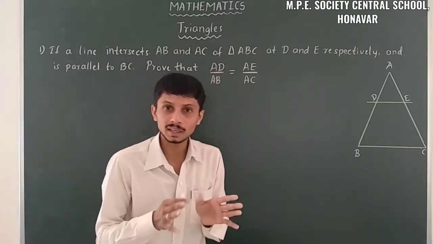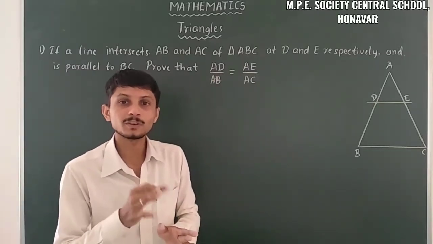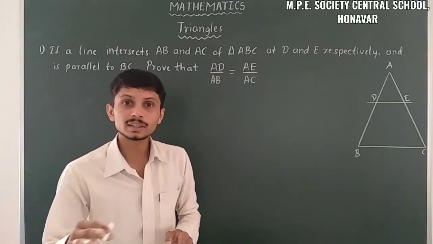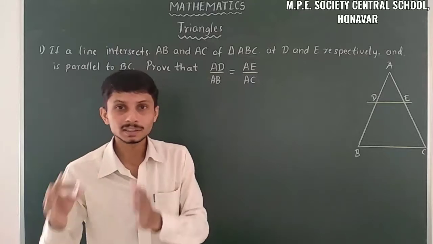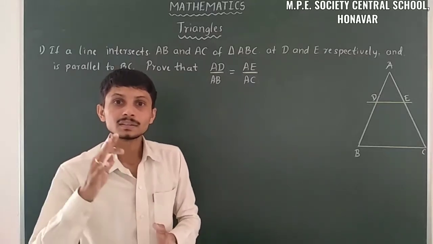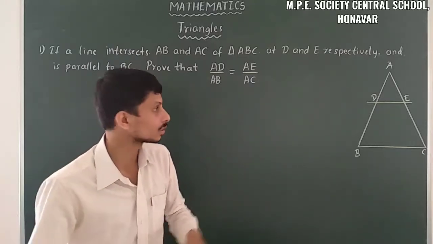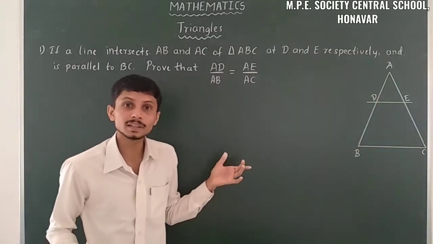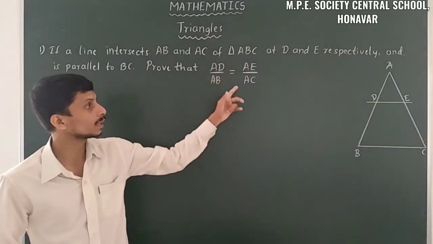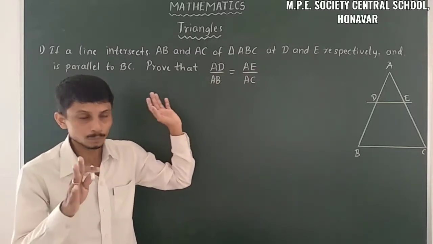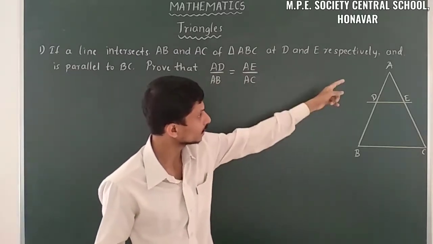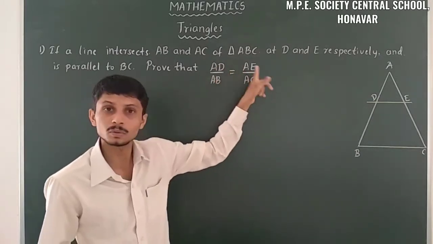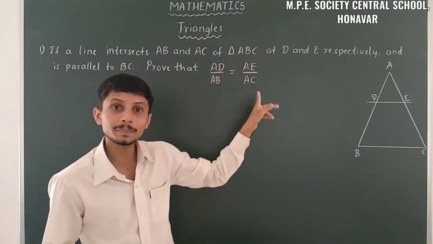Here we know theorem 6.1, that is, if a line is drawn parallel to one side of a triangle to intersect the other two sides in distinct points, then the other two sides are divided in the same ratio, that is AD by DB is equal to AE by EC. But here we have to prove AD by AB is equal to AE by AC. Just observe: AD by DB is equal to AE by EC, and AD by AB is equal to AE by AC. The numerator is the same, but the denominator changes.